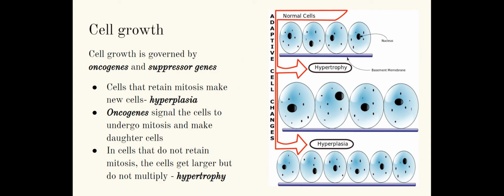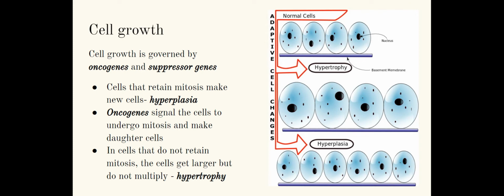Cell growth is governed by two things. Oncogenes, they're like the director that yells action. And suppressor genes, they're the genes that yell cut, if you want to think of it that way. Other people like to think of the oncogene as an accelerator and a suppressor gene that is like a brake. So one says stop and one says go.